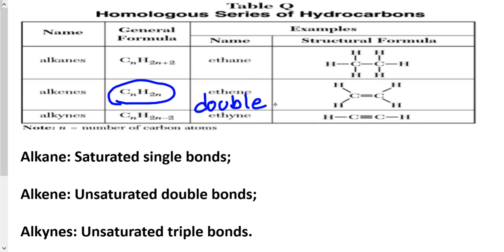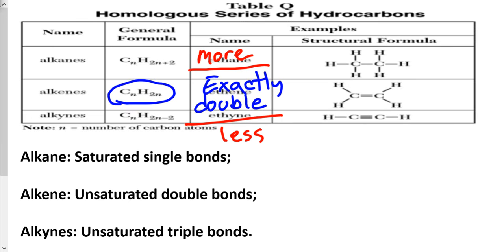It is exactly double. If you look at alkane, the amount of hydrogen is more than double the amount of carbon. And if you look at alkyne, the amount of hydrogen is less than double the amount of carbon. So always look for the amount of hydrogen and compare it to the amount of carbon. If it's exactly double, then it is alkene. If it's more than double, then it is alkane. If it's less than double, then it is alkyne.